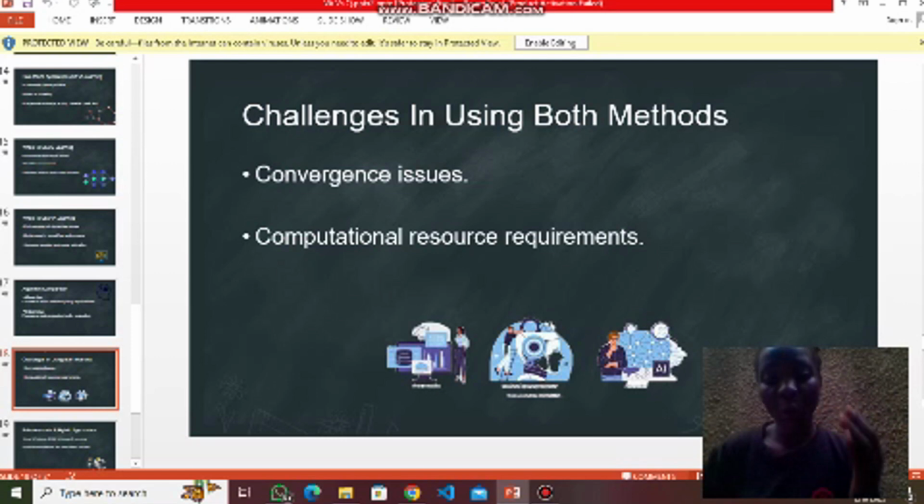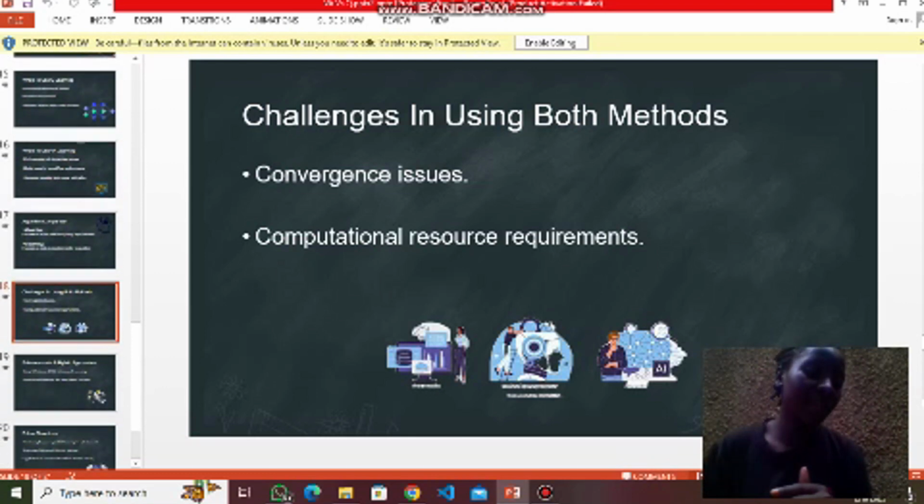Then computational resource requirements. By this we basically mean that both methods really require high computational resources, thus the high cost. The computational cost is really high, making it a challenge in both instances, that's Q-learning and V-learning.